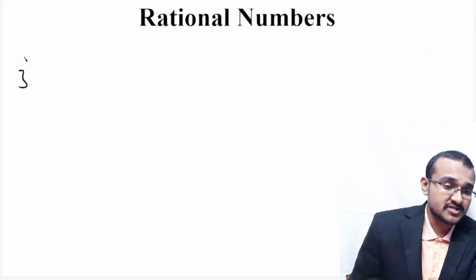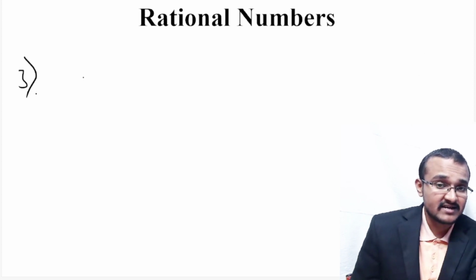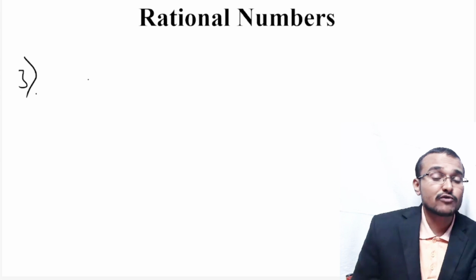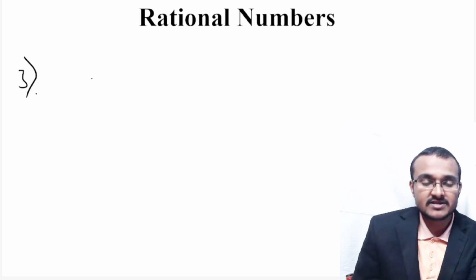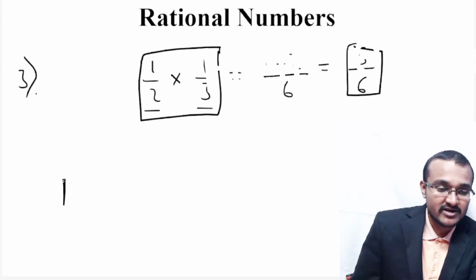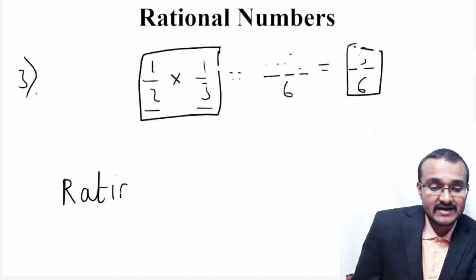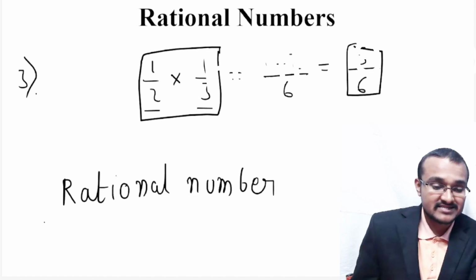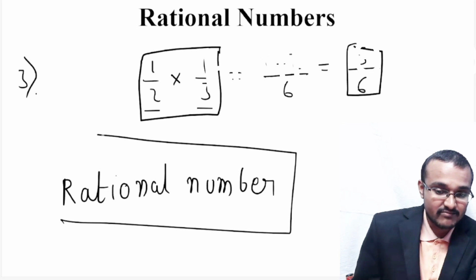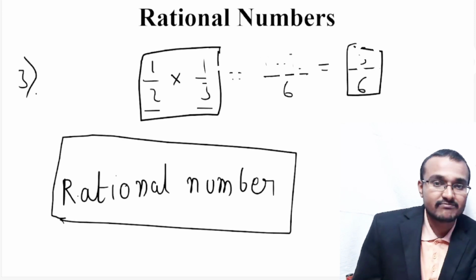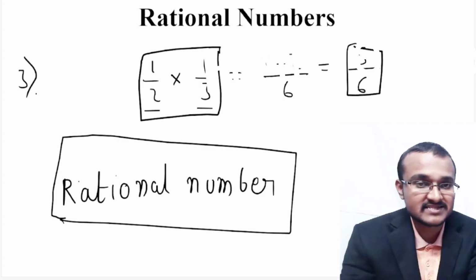Coming to the third question, they have asked a fill in the blank: the product of two rational numbers will be a rational number. So the product of two rational numbers will again be a rational number. The answer for this third question will be rational number, so you should write rational number in that blank. So this is all there is in this video.